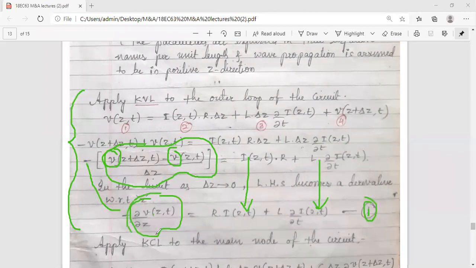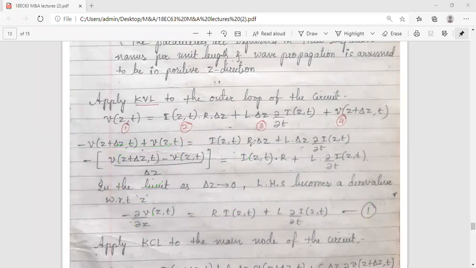We have got one differentiation, there is a differential equation here, dou v by dou z, then there is one constant term, then dou I by dou t. So there is a z, there is a t, so two different variables are there, so that's why partial differentiation we have used. So this is one differential equation we got. This is when we apply KVL to the above circuit.